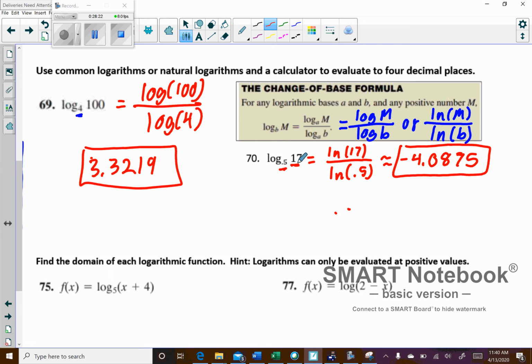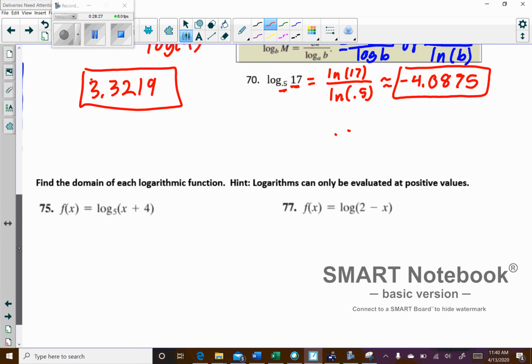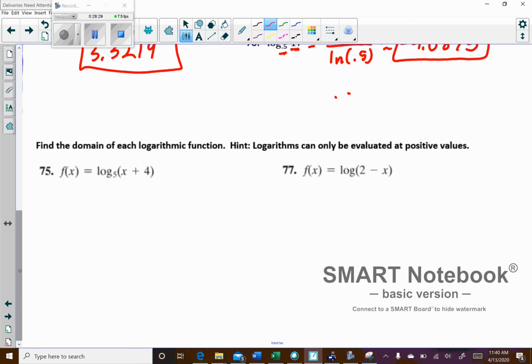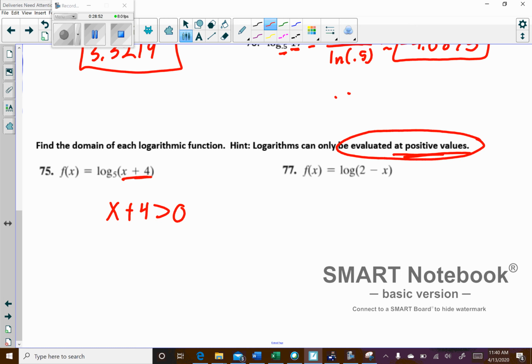Okay, the last thing we're going to talk about, and that kind of refers to what I was just speaking of right here, is the domain of these, okay? So it says find the domain of each logarithm function. Hint, logarithms can only be evaluated at positive values, okay? So right here, this can only be positive. So it's pretty simple. You're just going to take this and say, okay, what makes it greater than 0? Because it has to be positive, so it's got to be greater than 0. That's what being positive means, right?